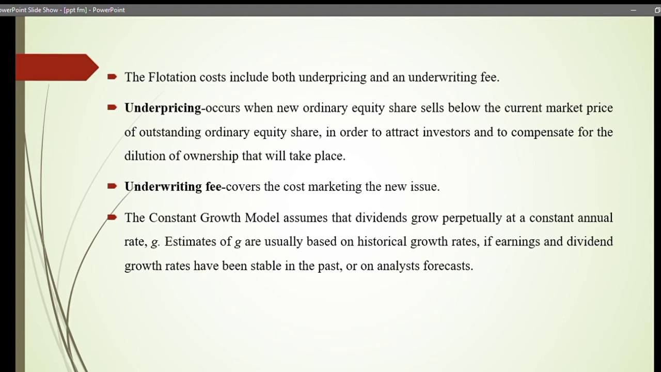The flotation costs include both underpricing and an underwriting fee. So what is underpricing? It occurs when new ordinary equity shares sell below the current market price of outstanding ordinary equity shares in order to attract investors and to compensate for the dilution of ownership that will take place. The underwriting fee covers the cost of marketing the new issue.